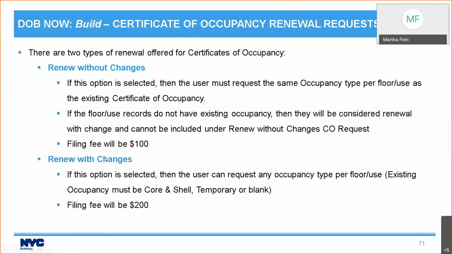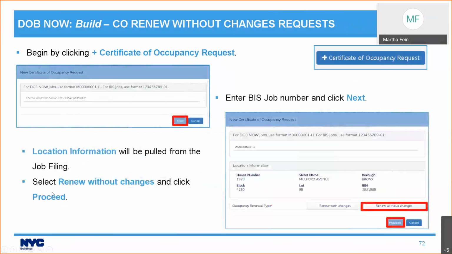If you select renew without changes, you cannot make any changes to the occupancy, which sounds pretty straightforward, right? But that also means you cannot add any for use records, because that would be a change. And the filing fee for renew without changes is $100. If you choose renew with changes, you can change the occupancy type, and the filing fee is $200.